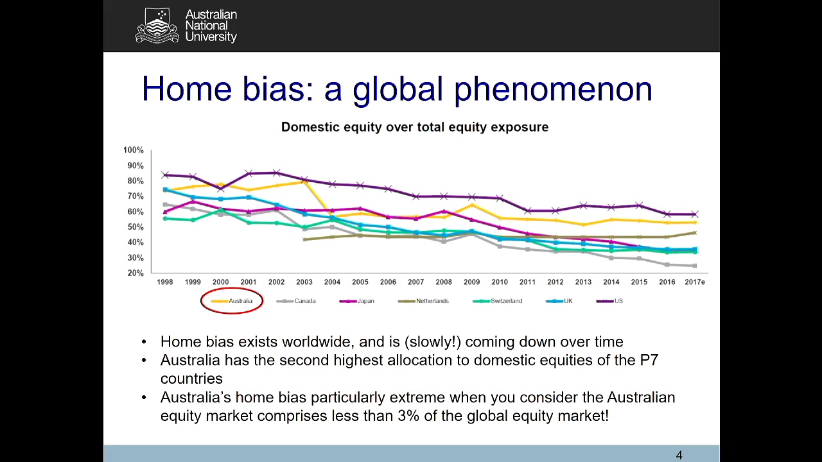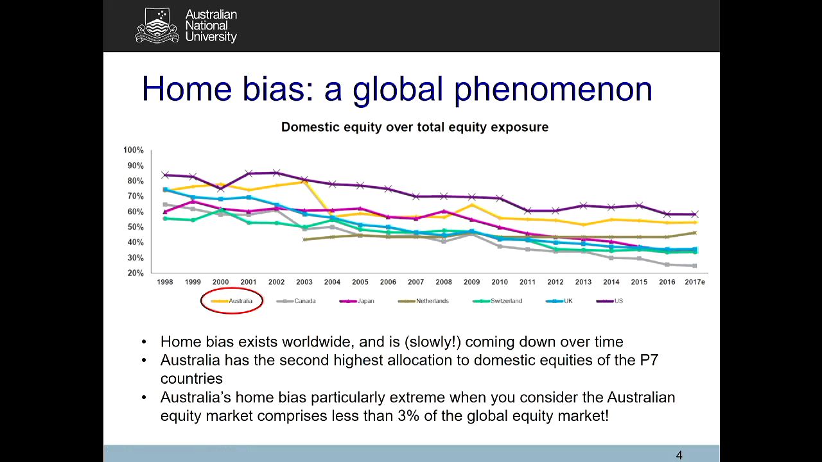The second thing you can see is, yes, it's dropping, but not by very much. And if you have a look at Australia in 2008 compared to today, it's barely different. This is the institutional side. So you can still see that institutions are putting roughly half, a little bit more, of their assets in Australia.